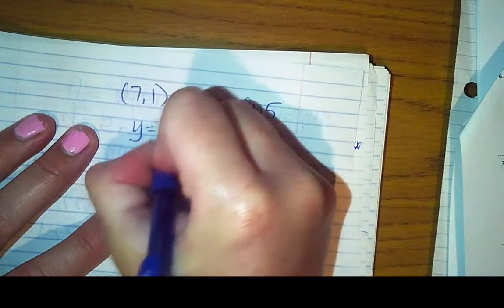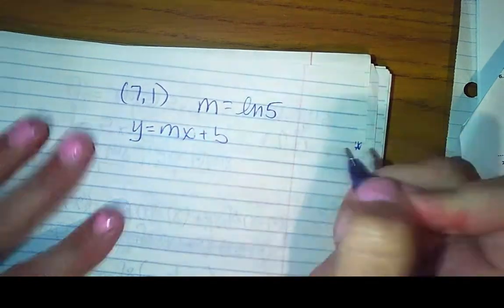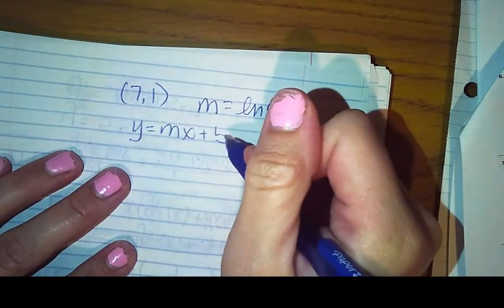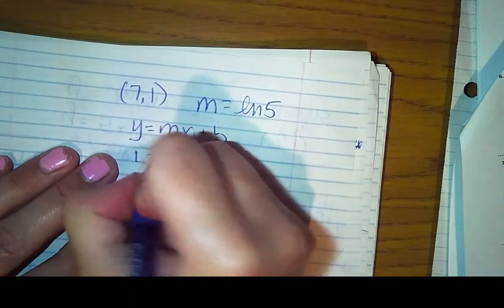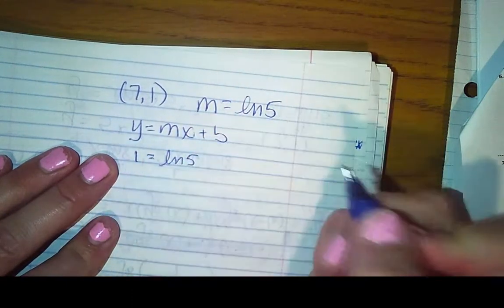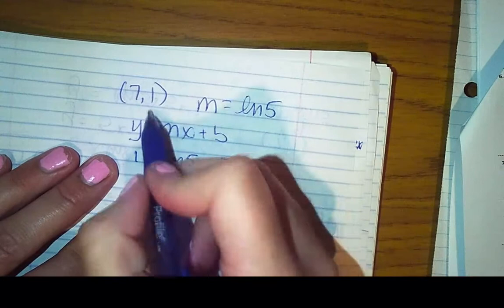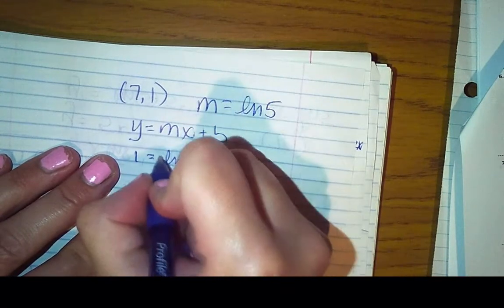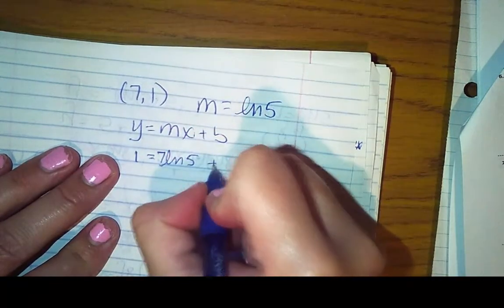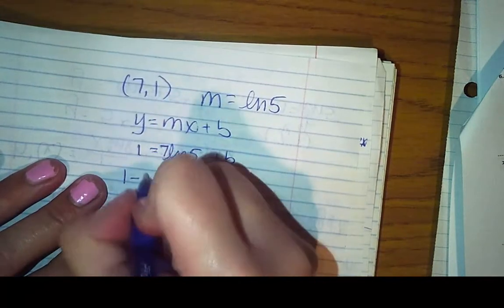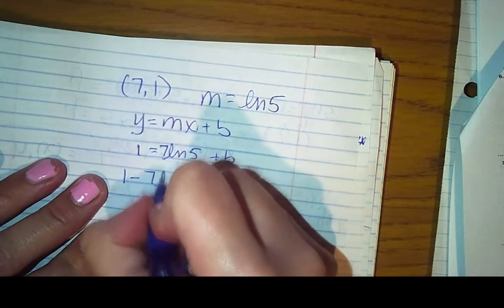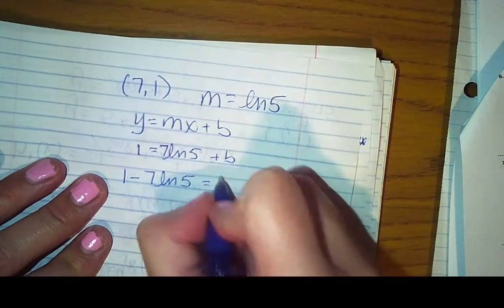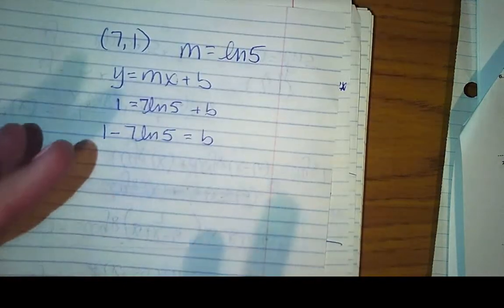So my equation of the tangent line is going to be y equals mx plus b. So I've got 1 equals the natural log of 5, which is a number. Okay, so there's m. Your x is 7, so I'm going to put a 7 here, plus b, which means your y-intercept, I just need to subtract this number over, which is a very ugly number. Okay, but it's a number.